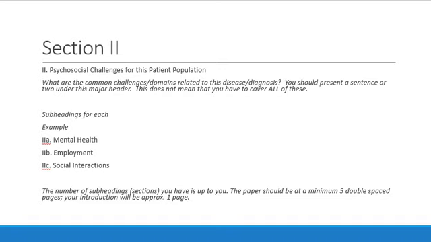This does not mean that you will have to cover all of these domains. There may be numerous domains, but we only have to write a minimum of 5 pages overall. You may write more if you want, but you could see how potentially if you covered every major challenge or domain, it could be a substantially very long paper. Now you're going to have subheadings related to mental health, employment, social interactions, things like that. So 2A, 2B, 2C, 2D, etc. The number of subheadings or sections you have is up to you. The paper, again, should be a minimum of 5 double-spaced pages. Your introduction, again, will be approximately 1 page.